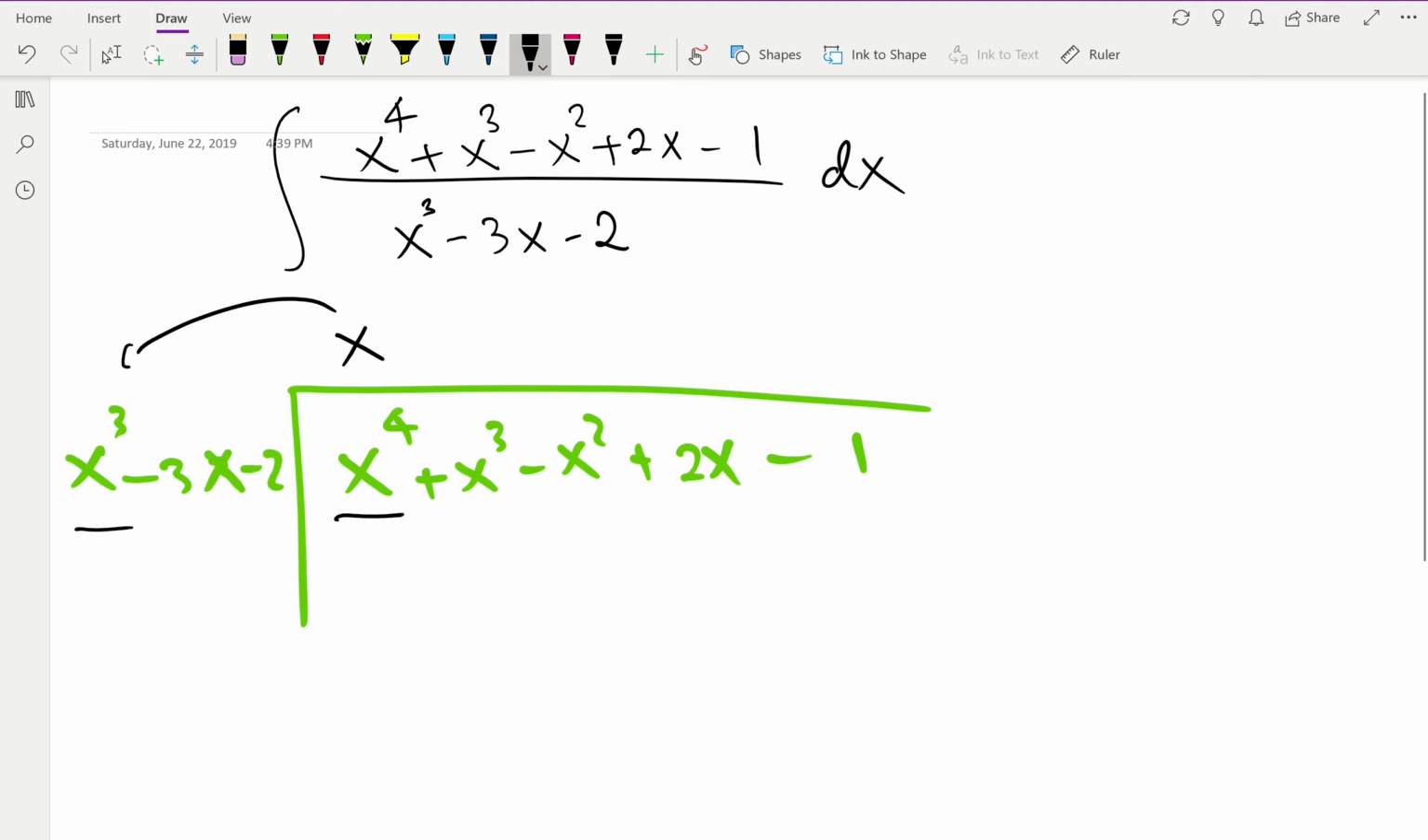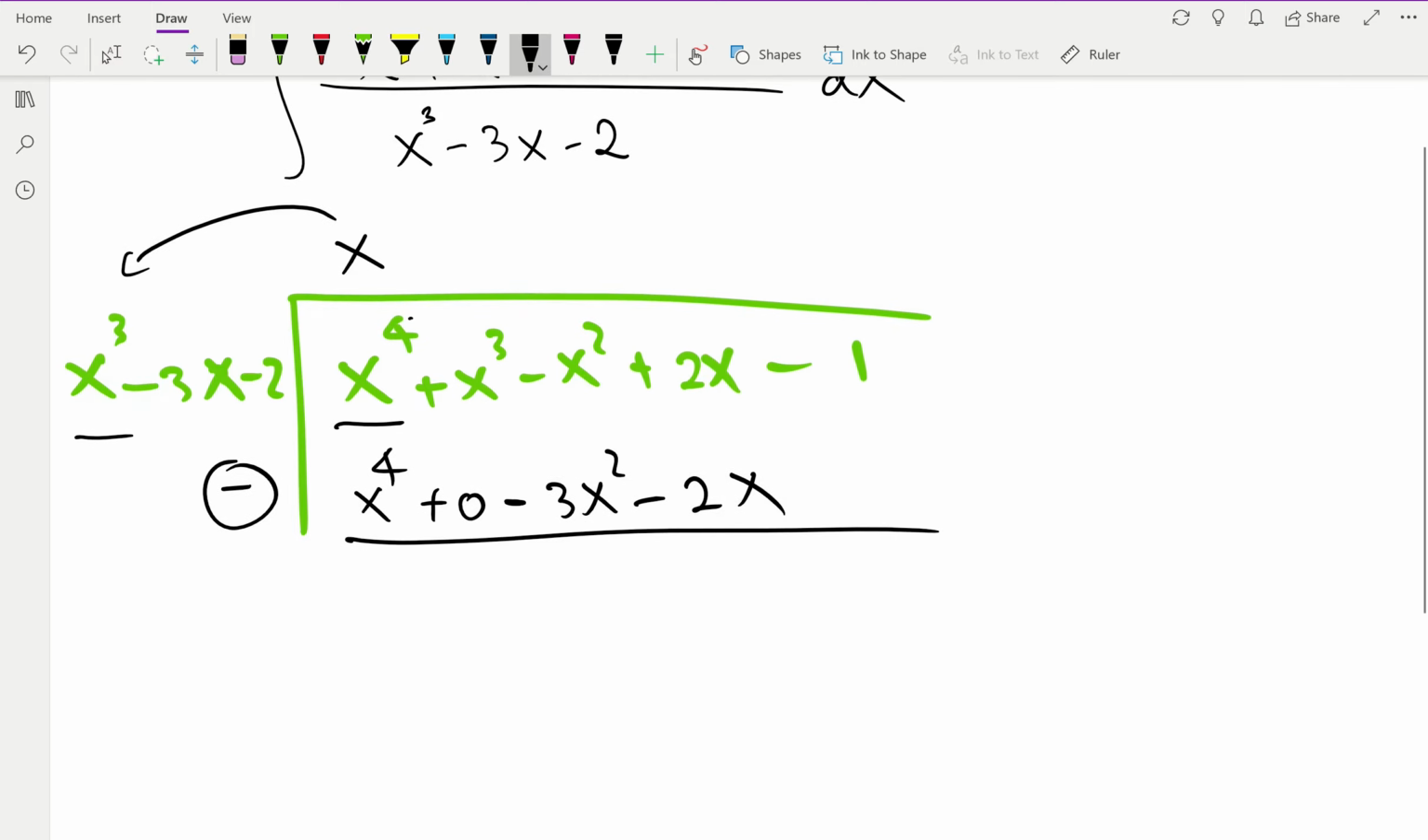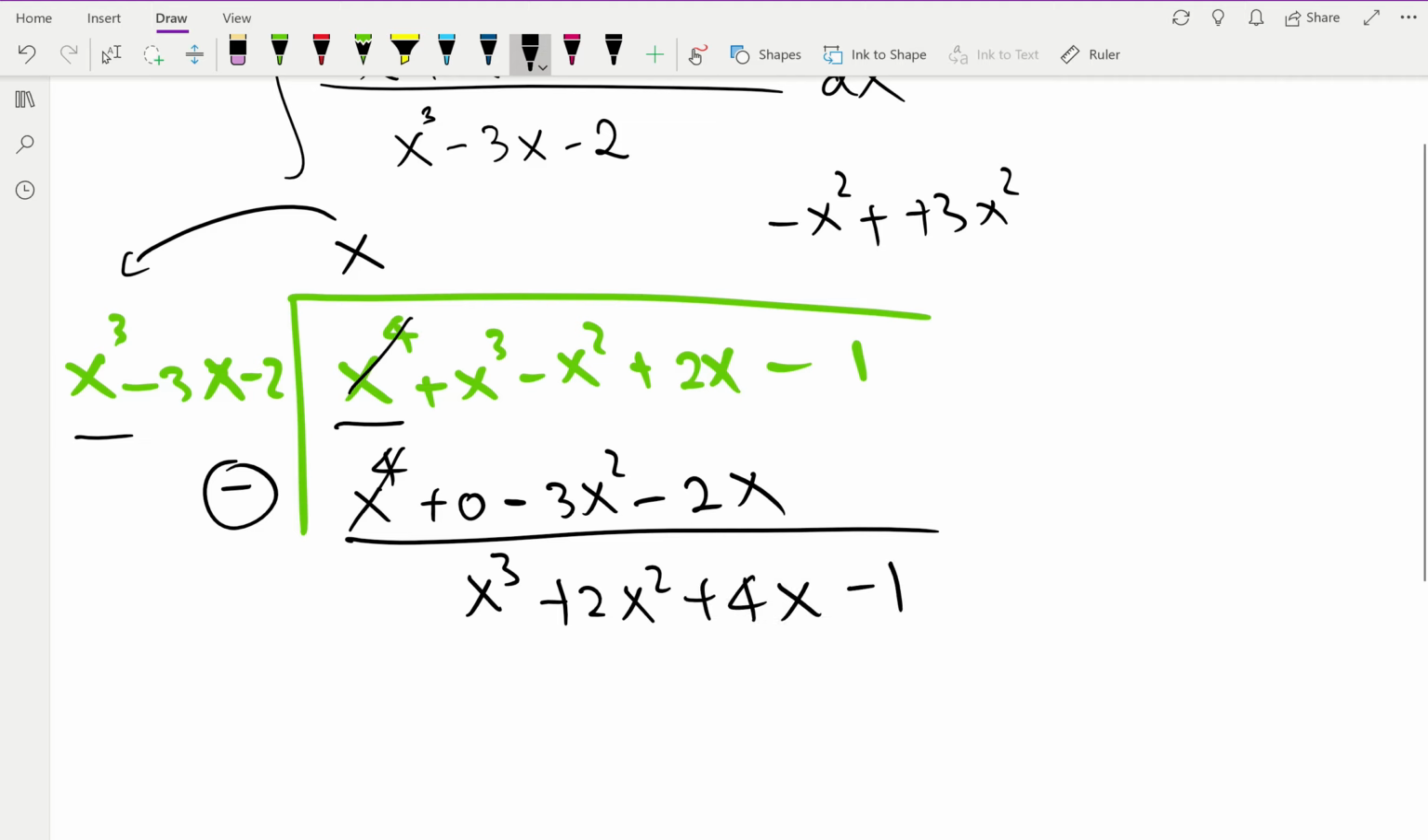Now multiply. x times x cubed is x to the 4, negative 3x squared. So there's no x cubed term. Negative 3x squared. x times negative 2 is negative 2x. Perfect. Now you subtract. x to the 4 and x to the 4 cancel out, x cubed comes down, negative x squared minus 3x squared, this will become plus, so this is plus 2x squared. 2x minus 2x is 4x, minus 1 comes for free.